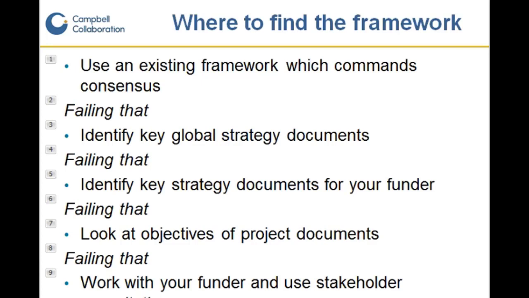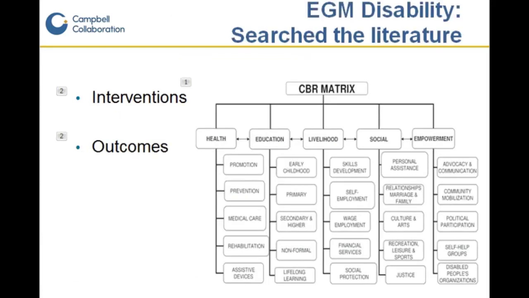If that is also not available, then we have to do a lot of funder and stakeholder consultations. But for the disability evidence and gap map, we had an existing framework that we used, and that is called the community based rehabilitation matrix. We used this framework for both the interventions and outcomes. This CBR matrix comprises five key strategies that include health, education, livelihoods, social, and empowerment. So it covers all the key aspects for the welfare of people with disabilities. We used this framework since it is universally used to devise the framework that I showed you earlier.